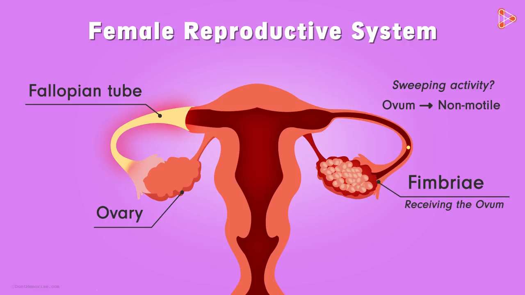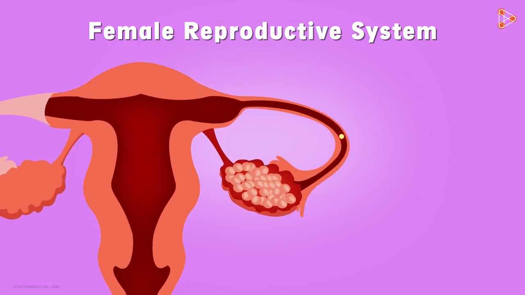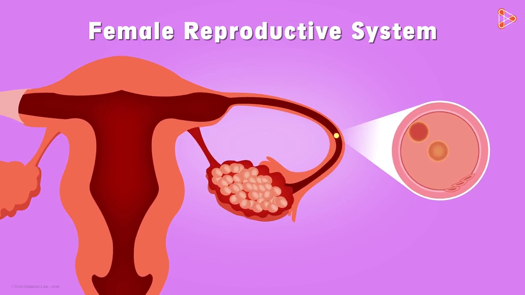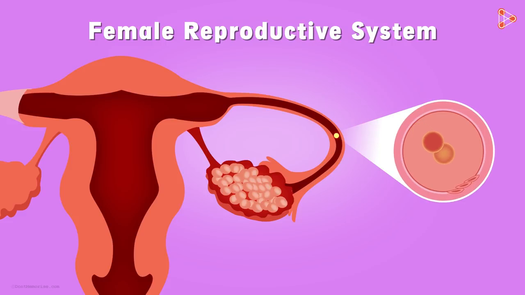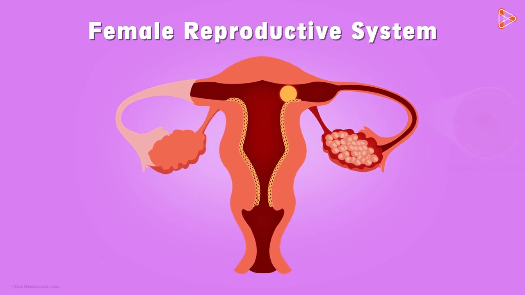And what do you think will be their importance? Let me guess. Is it that they connect the ovaries to the uterus? Yes, that is definitely one important function. But more important than this is the fact that the fallopian tubes are the site of fertilization. Yes, it is the fallopian tubes where the sperms are able to fertilize the ovum. And from here, the zygote starts dividing and grows into an embryo. Now, where will this embryo go further? Needless to say, the uterus.